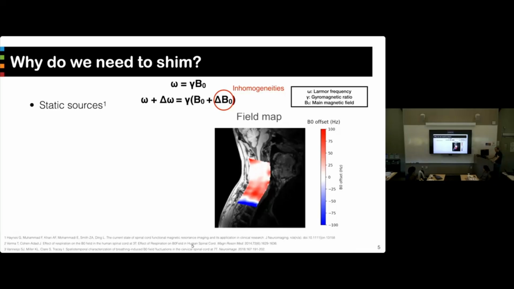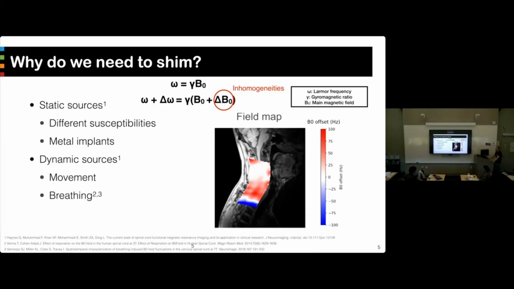They come from different sources. Some can be static. So for example, the different susceptibilities of the tissues. The air is a big one that's very different, so that causes some big inhomogeneities. There can also be metal implants that are just really, really bad in your images. But there also can be dynamic sources. So movement is a big one, but also breathing is another big one. So the amount of air in your lungs, for example, is going to change, and that's going to have an impact on the field map that's going to change in time. So that can lead to problems.